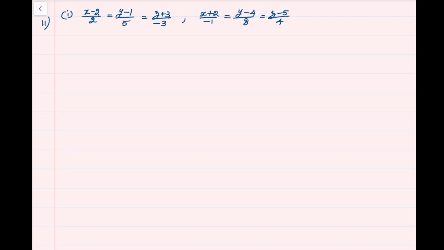Angle between two lines is same as angle between vector b1 and vector b2. These line equations are already in the standard form. Let us write vector b1 from the first line. The denominators are the direction ratios of b1. The vector is 2i plus 5j minus 3k. And vector b2 of the second line is minus i plus 8j plus 4k.